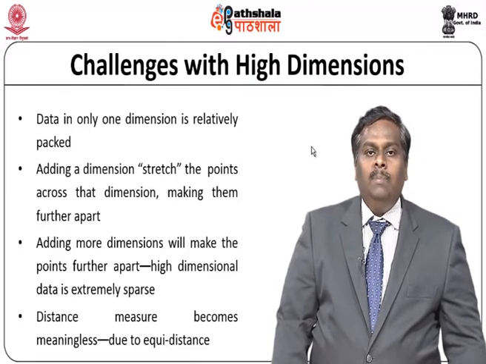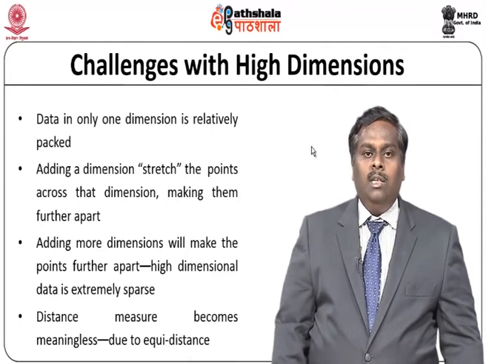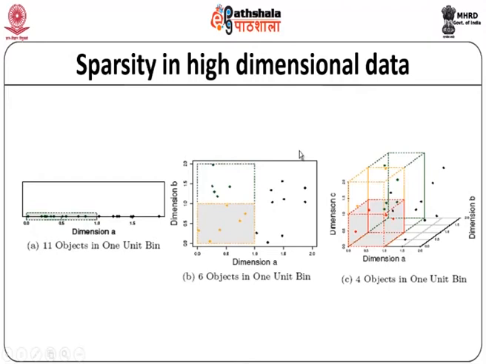When we are dealing with such a very high dimensional space and with a sparse data set, we may not be in a position to group the data, and hence it becomes a real challenge. Another important challenge is distance metrics. Sometimes the distance metrics become meaningless when it is going to be an equidistant data space. Let us understand what this sparsity is, and how this sparsity arises because of high dimensional data.